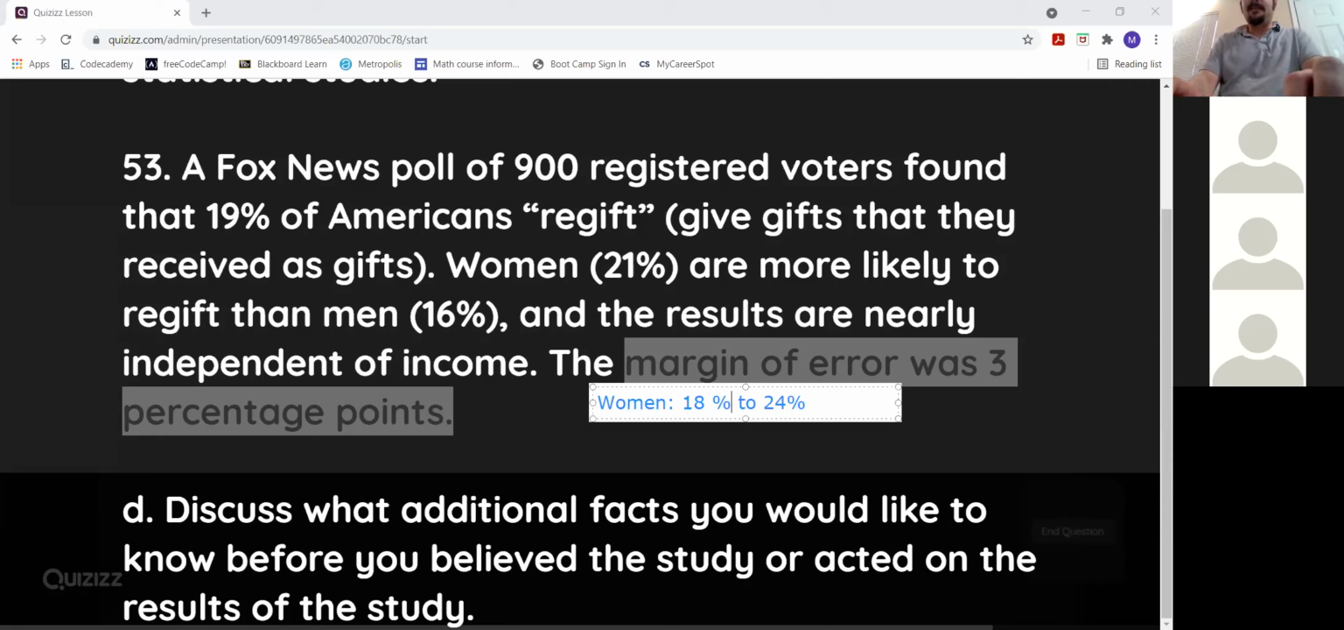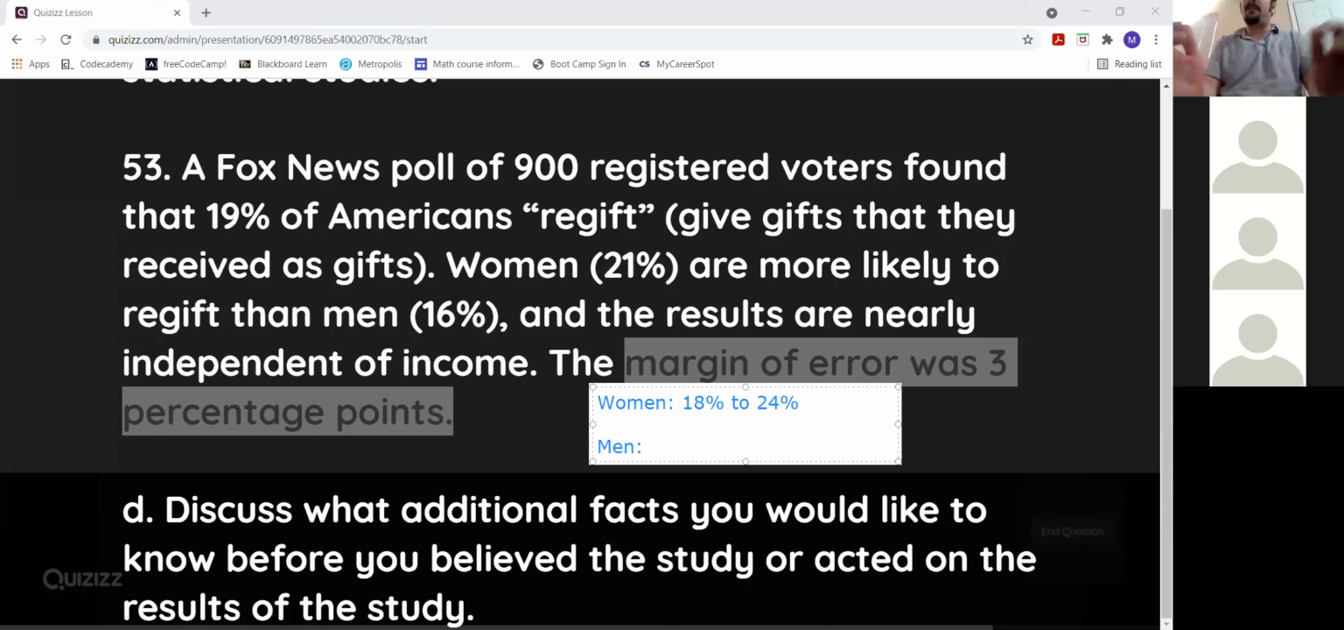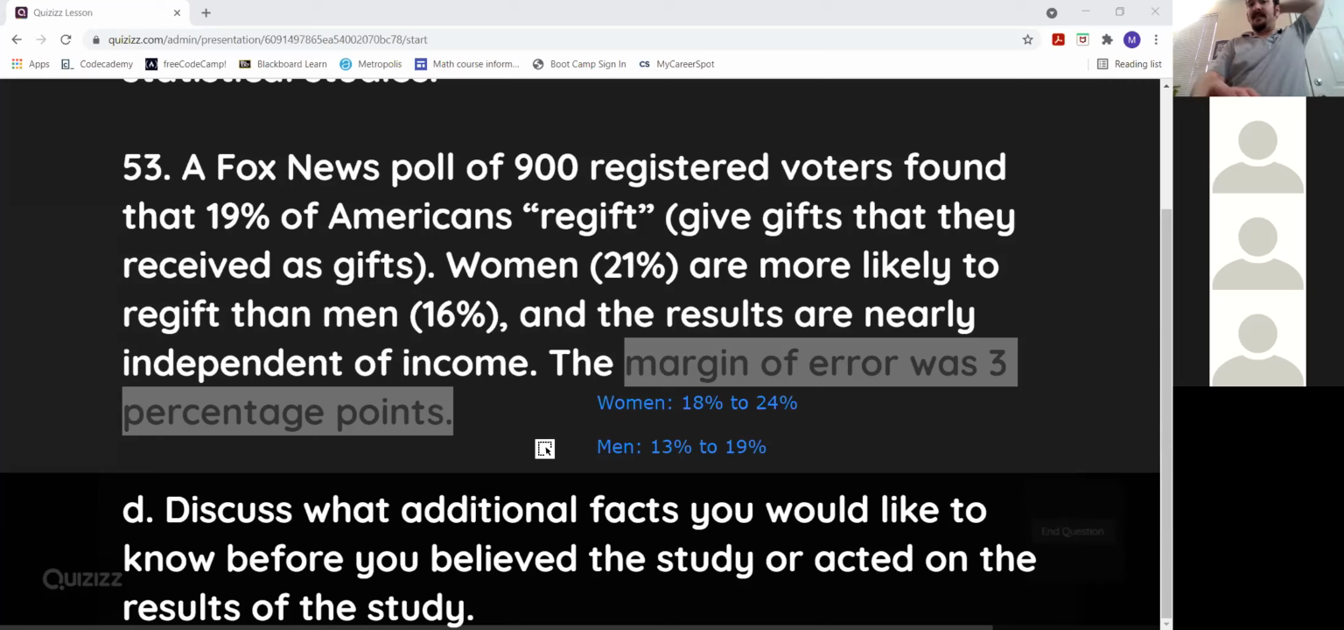And I know I said this in the notes somewhere, but one of the things that statistics is really good at is it's a really good kind of bullshit detector, right? And so men, we're going to take 16%. I think we're going 13% to 19%? We're taking 16, adding and subtracting 3 to get this interval. And so what is this telling me? Are women regifting more than men? Can I draw that conclusion from these numbers that women regift more than men?